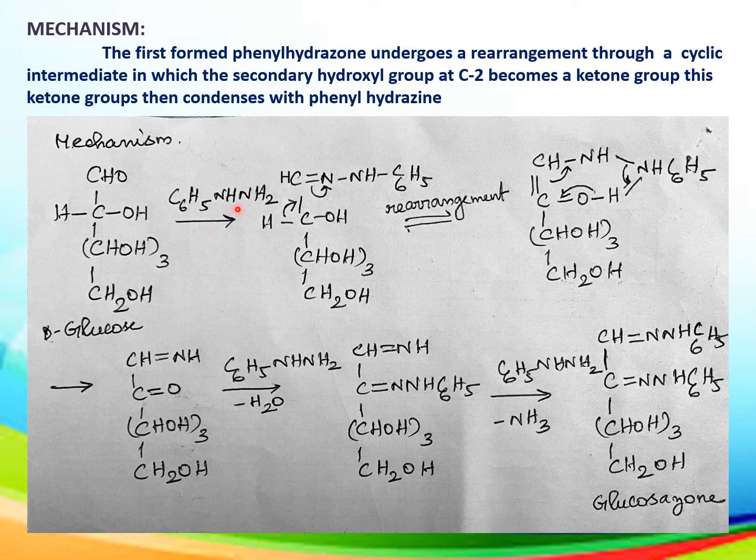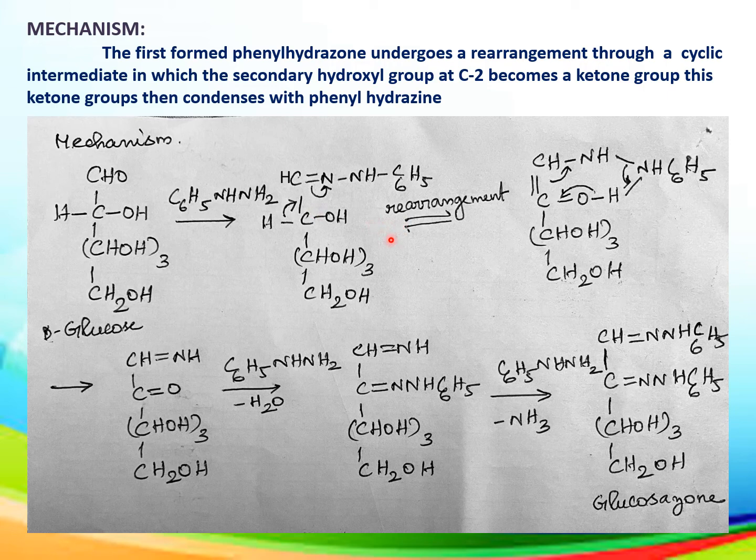This combines with phenylhydrazine, C6H5NHNH2. This oxygen and these two hydrogen atoms combine with each other and eliminate as water molecule. We will get this structure, CH double bond N NH C6H5. That is shown here. And the second carbon atom we can write as H and OH. Remaining we have mentioned here.